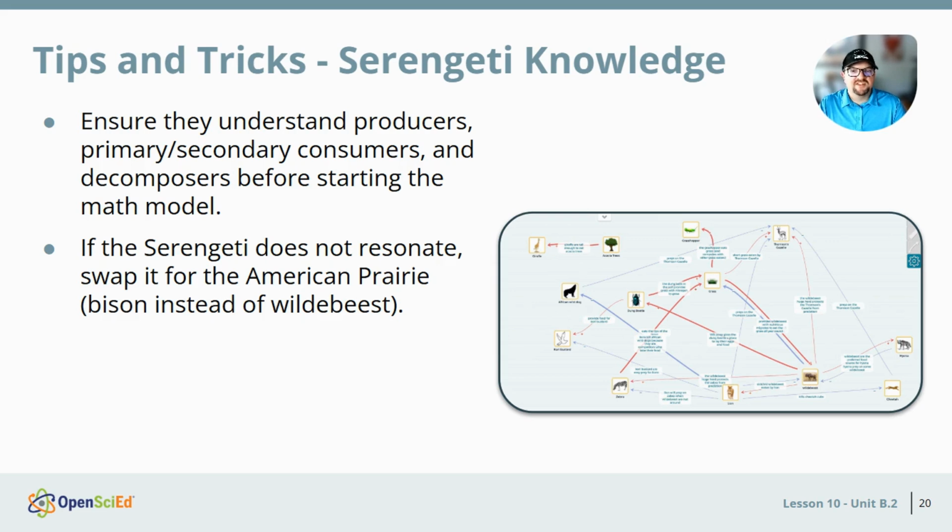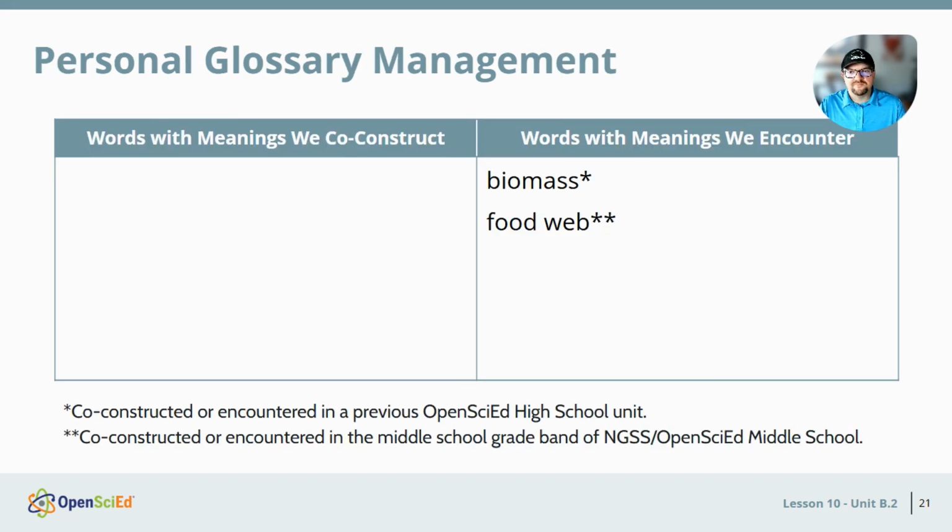Because this lesson brings in the Serengeti, it draws heavily on ecological concepts that students built back in Unit B1. If your students didn't complete Unit B1, I found you'll need to give them a brief primer on basic food webs, specifically producers, primary and secondary consumers, and decomposers, before they are able to dig into the mathematical model of this lesson. If the Serengeti context feels too far removed for your kids, something that has worked for me is swapping it out for something like the American prairie, and you can use bison instead of wildebeest.